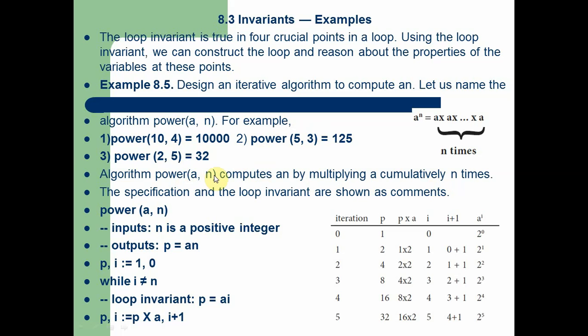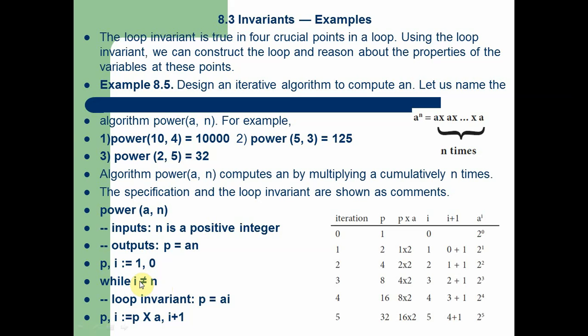So for writing the algorithm, this is the specification. Name of the algorithm is power of a comma n, and the input n should be a positive integer, and the relationship between input and output is p is equal to a power of n. It is not n, it is a power of n. So what we'll do is, at the beginning of the loop the value of p is 1 and the value of i is 0. Here we check the value of i should not equal n.